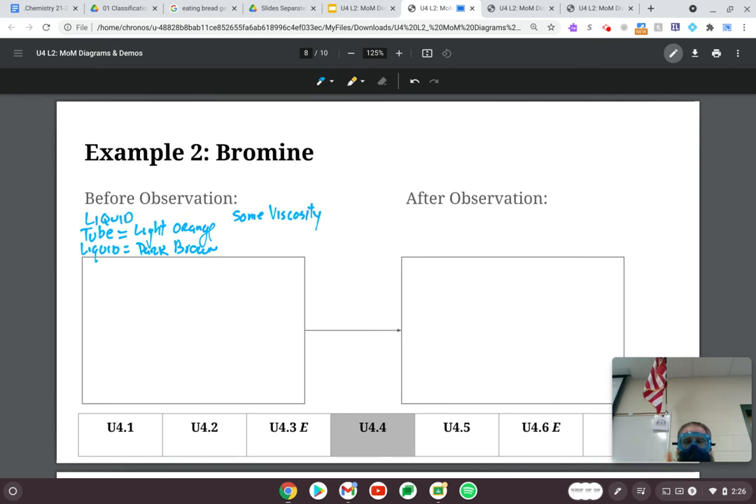All right, now. Hopefully what you'll be able to see is the tube is a darker orange. And it's harder to tell from this angle, but there's actually less of the liquid.